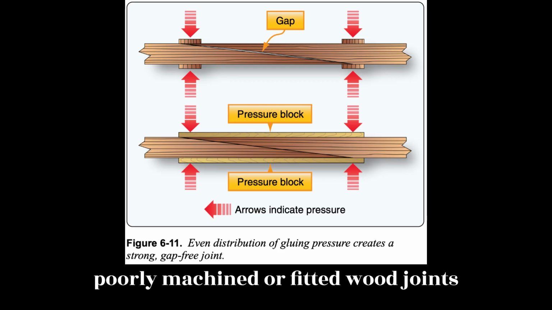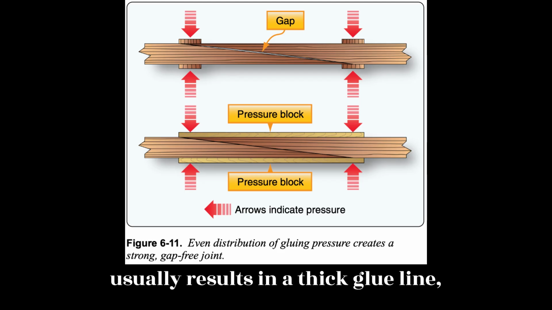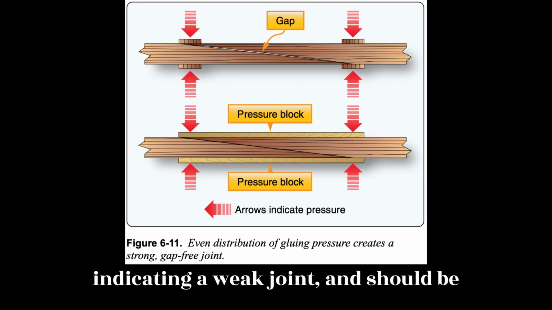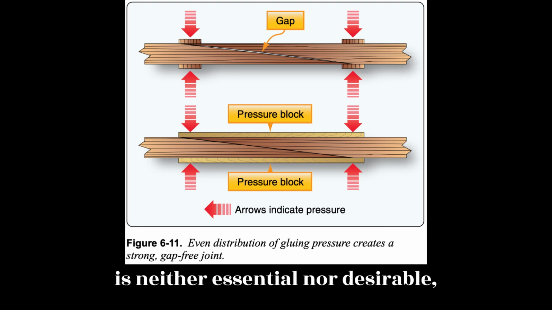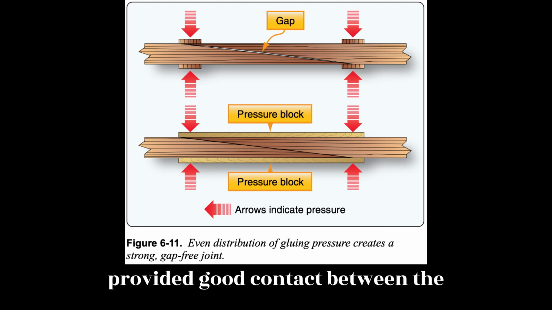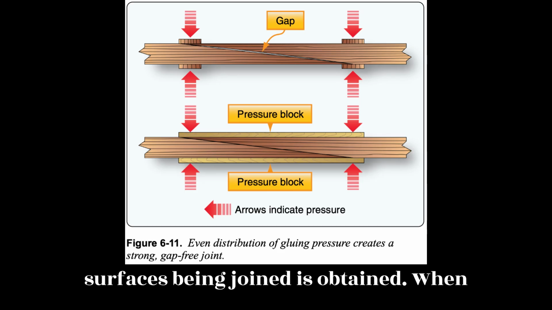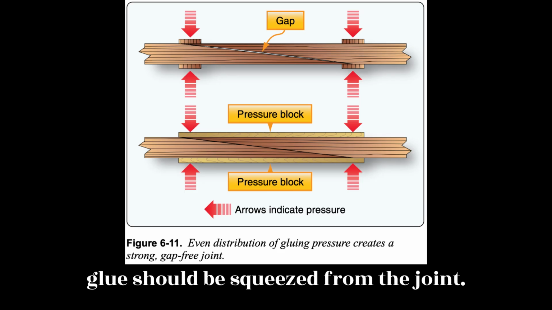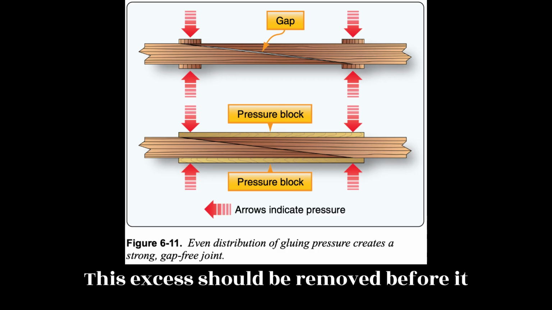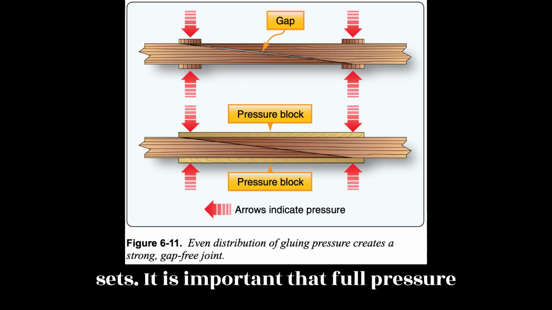Insufficient pressure to poorly machined or fitted wood joints usually results in a thick glue line, indicating a weak joint, and should be carefully avoided. High clamping pressure is neither essential nor desirable, provided good contact between the surfaces being joined is obtained. When pressure is applied, a small quantity of glue should be squeezed from the joint. This excess should be removed before it sets.